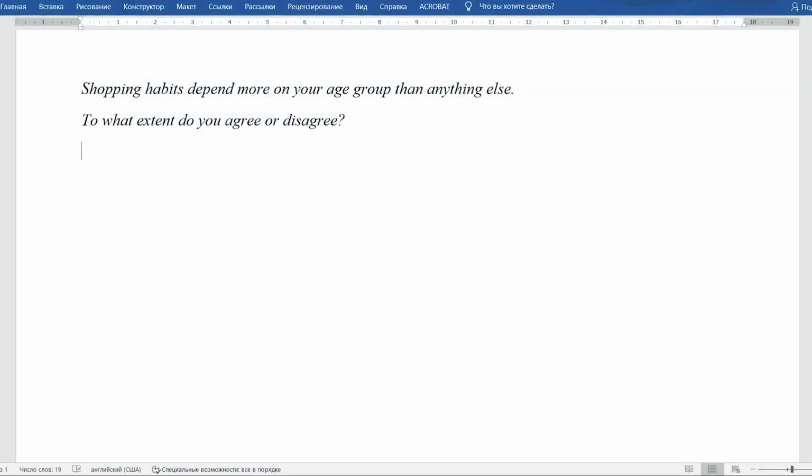Today our topic is: shopping habits depend more on your age group than anything else. To what extent do you agree or disagree? So, first of all, before doing brainstorm, I think we gonna start from the introduction, because the introduction is not going to be very difficult. So, we will start like this.